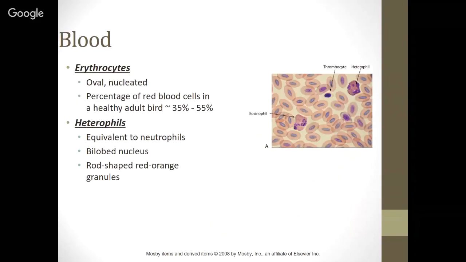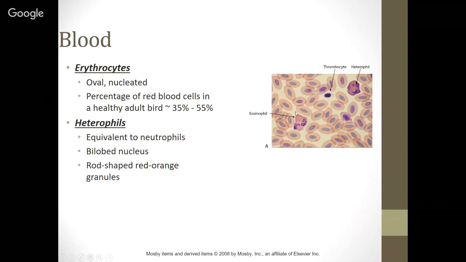All right, the blood. The erythrocytes, or red blood cells, are oval and nucleated. Here they are. Okay, this is a red blood cell, an erythrocyte. The percentage of red blood cells in the healthy bird is between 35 to 55%. So that's the PCV that we should see.